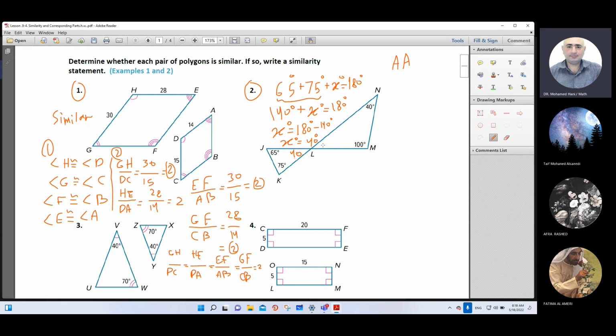And if you use the same idea to solve this angle, you will find this angle is also 40. Because here 40 plus 100 is 140, and 180 minus 140 is 40. And we have this angle equal this angle? Is 100 equal to 65? No. Is 40 here equal to 75 here? Is 40 equal to 75? No. It means we don't have this case AA. Are the two triangles here similar or not? Not, because the angles are not congruent. So here they are not similar.